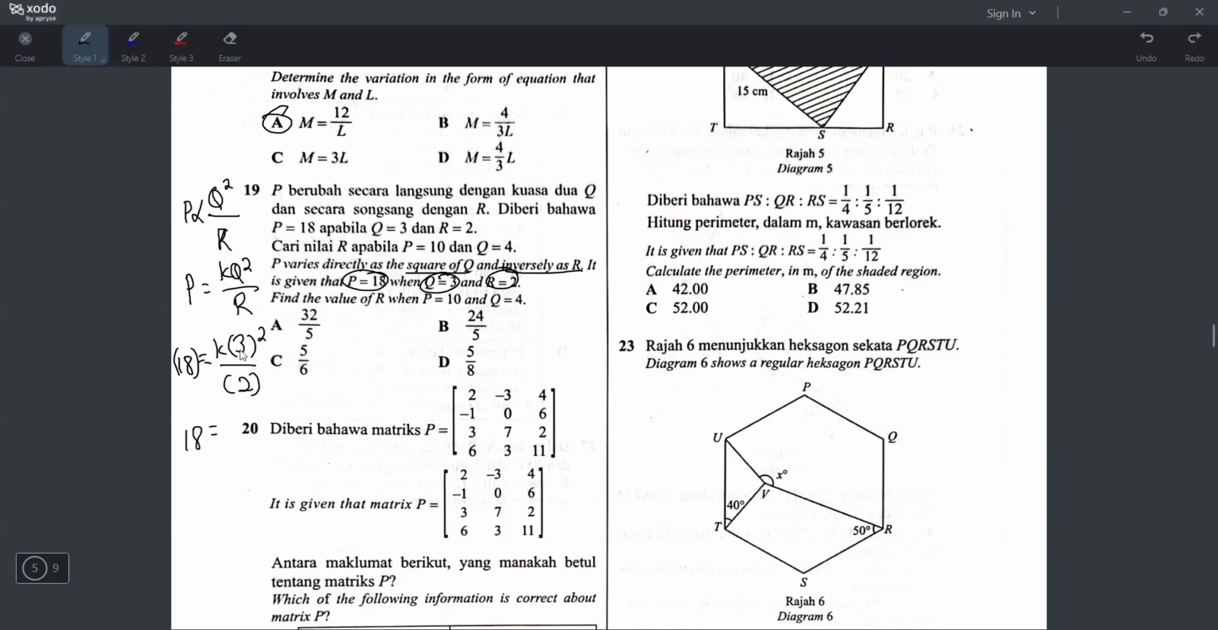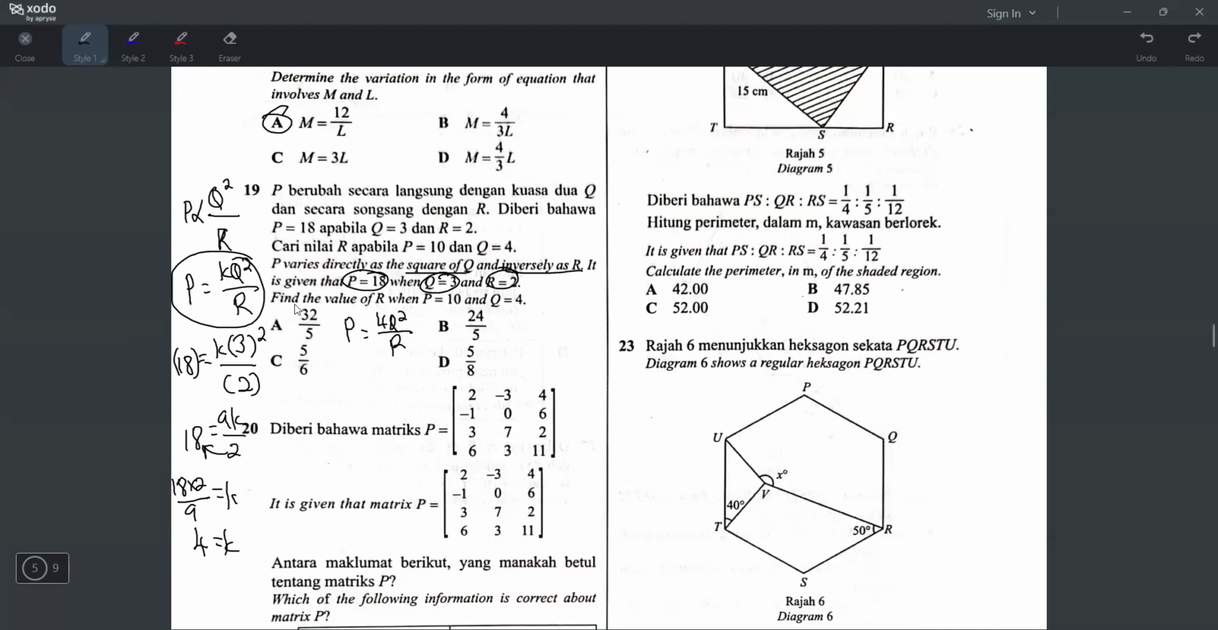So 18. Okay, 3 square we can do, get 9. So 9K over 2. So how to find K? 18. Okay, this 2 moves over and becomes times 2. And then 9 and K, their relationship is multiply. Multiply, when you move it, becomes divide like this. So you get K. 18 times 2, 36, divide 9 gives 4. So when you substitute back the K inside here, you get the formula. P is equals to 4Q square over R. So this is the formula to find P.